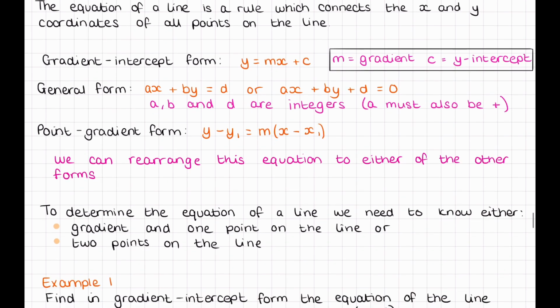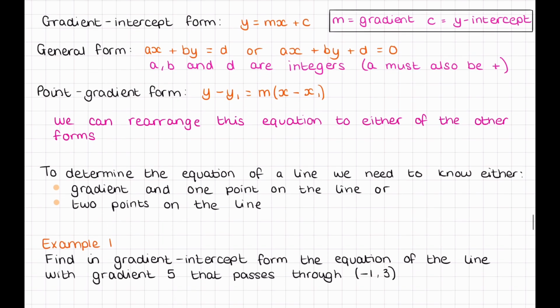Now to determine the equation of the line, we need to know either the gradient and one point on the line or two points on the line. We need either of those to be able to find the equation of it.